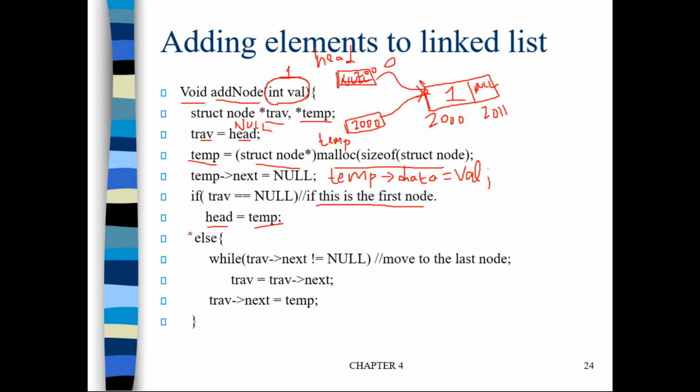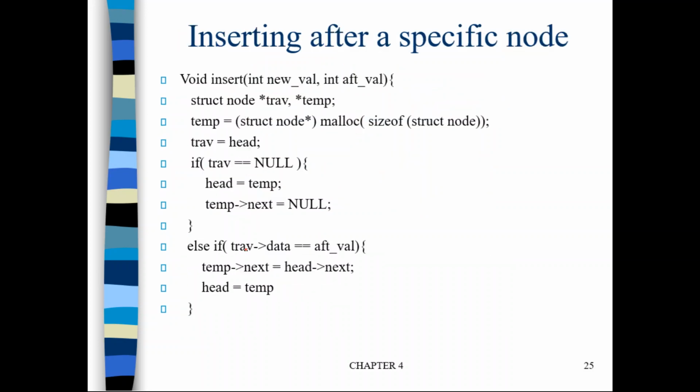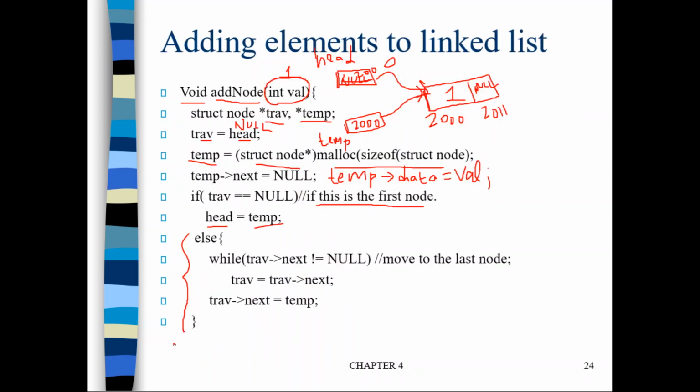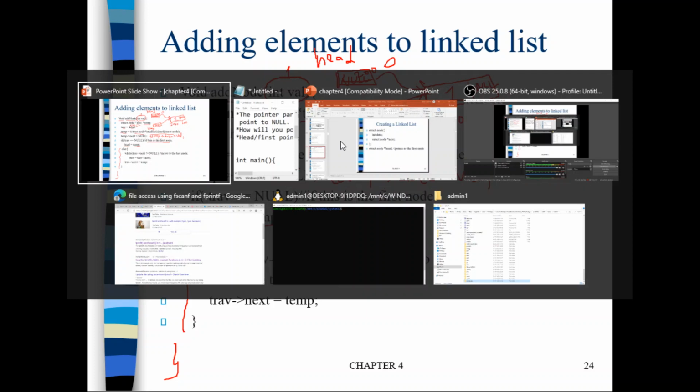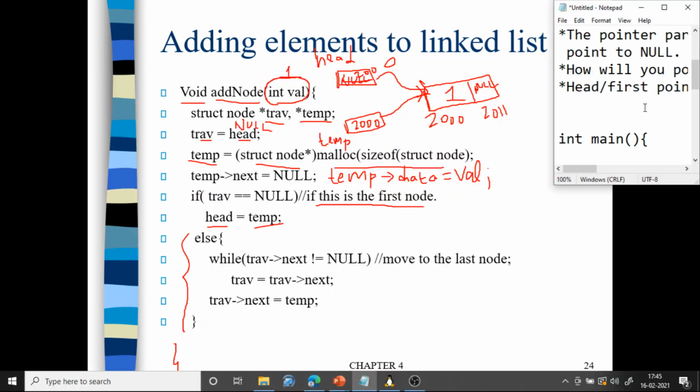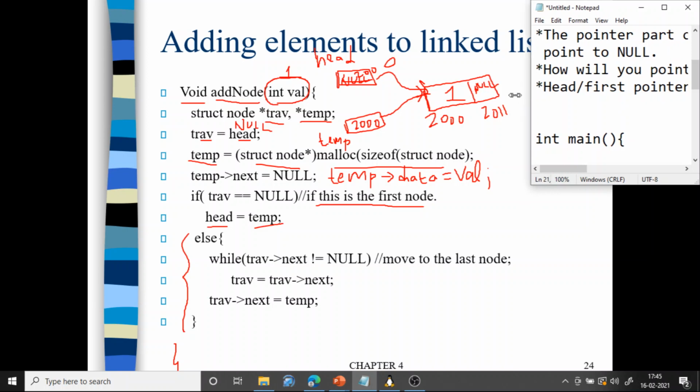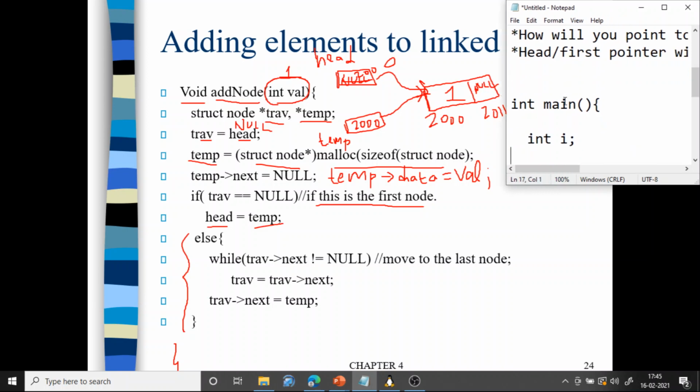This will execute. The else part will not execute now, because that executes only if this is not the first node. Currently this is the first node, so the else part will not execute. Here is the closing bracket of the function. So currently we have inserted one node. This is the case when you call the function for the first time, in the first iteration.